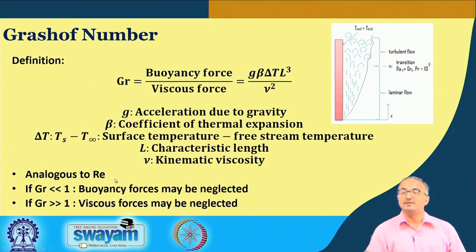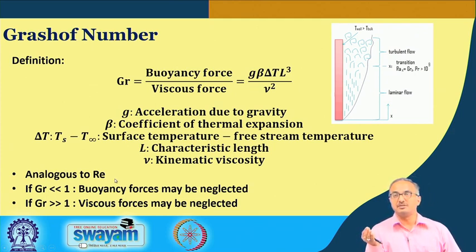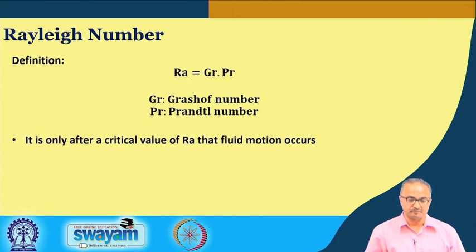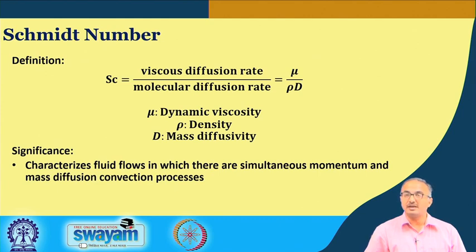Whenever you see Nusselt number correlations for natural convection, you will find the Nusselt number is given in terms of the Grashof number. In the case of forced convection, the Nusselt number is given in terms of the Reynolds number. And we have the Rayleigh number, because many times Grashof and Prandtl numbers come together. And we have the Schmidt number, as I described earlier.